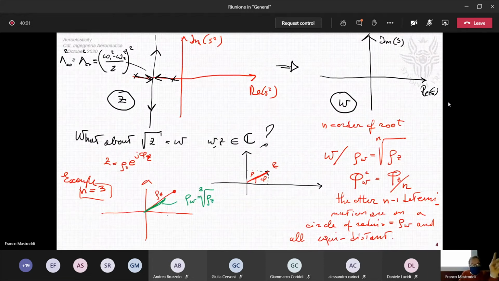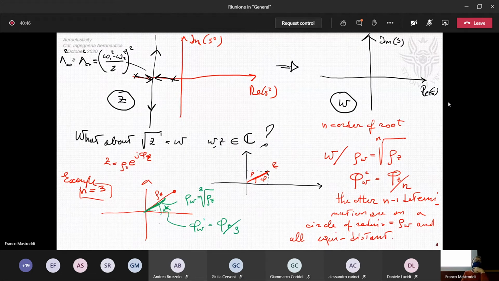This is not the first determination. Now you have to divide this phase angle by 3 and take 1/3. So take 1/3 of this phase angle like this, and this phase is phi W1 equal to phi zeta divided by 3. Okay, so this here is the first cubic root determination.